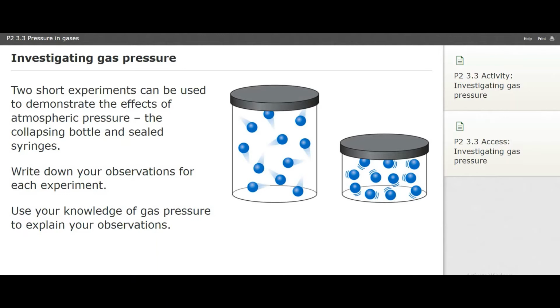So this was an investigation that would have been done in class. It says, investigating gas pressure. Two short experiments can be used to demonstrate the effects of atmospheric pressure, the collapsing bottle and the sealed syringe. Write down your observations for each experiment and use your knowledge of gas pressure to explain your observations. So I am going to demonstrate a collapsing bottle, a sealed syringe, and I also have another demonstration I'm going to show. By all means, if you want to write down the observations, but you can just watch and listen to my explanation. Here's the bottle demonstration.